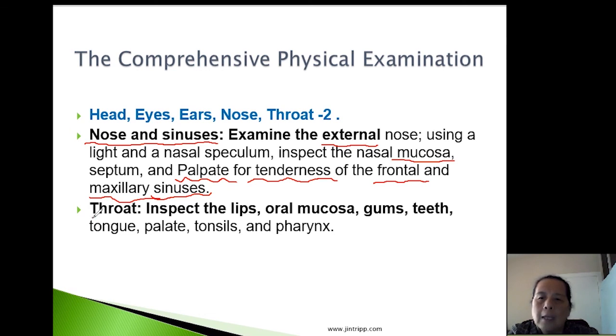Then we check the throat and the mouth. We check the lips and the inside mouth mucosa, the gums, the teeth, the tongue, and the tonsils and the throat area. Just looking. That's mainly checking the throat or mouth area.